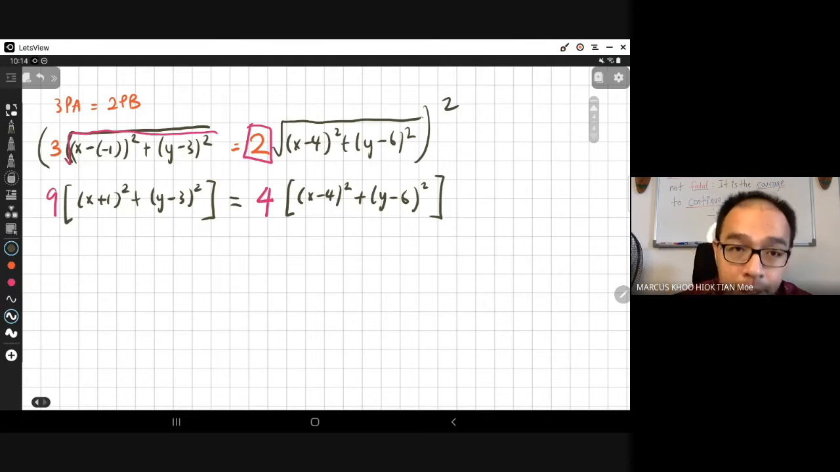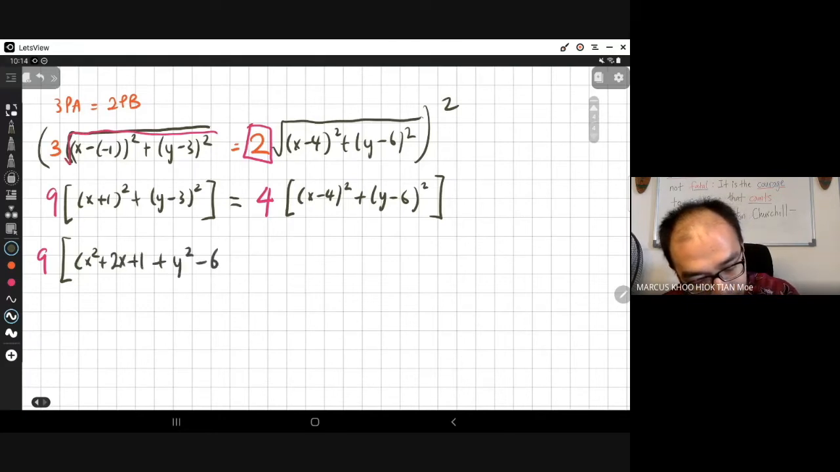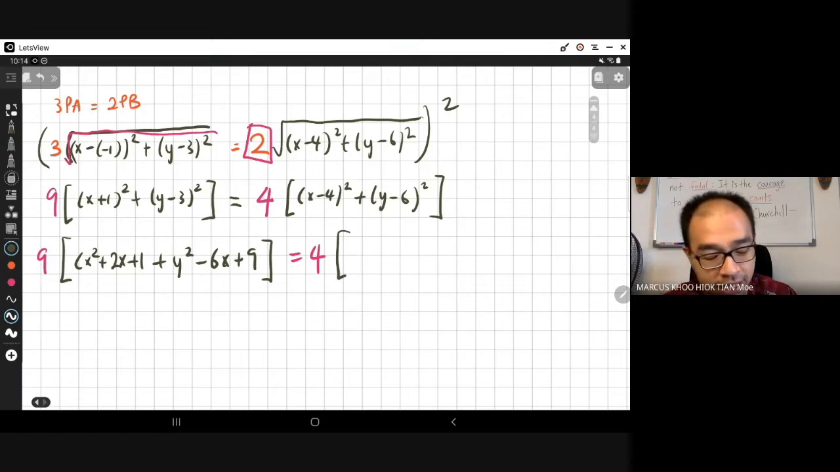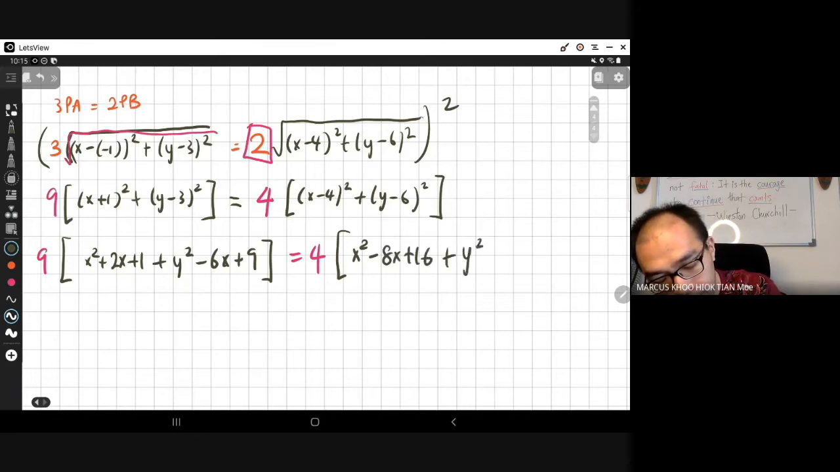From here, we can start simplifying. Let's open everything. 9 times, x squared plus 2x plus 1 plus y squared minus 6y plus 9, equals 4 times, x squared minus 8x plus 16 plus y squared minus 12y plus 36. It becomes very complicated, but that's okay. Let me write this off first.